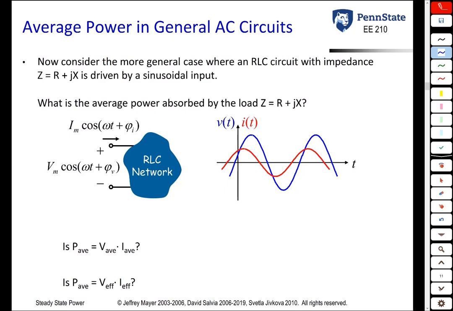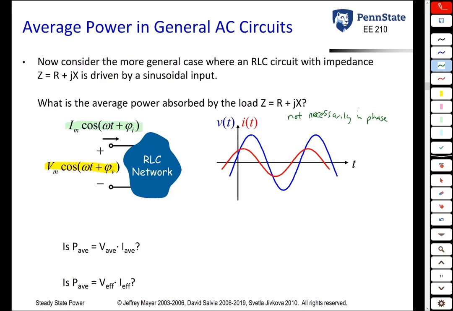Suppose you have an RLC circuit driven by a sinusoidal voltage signal, Vm cosine omega t plus phi sub v. The current is going to be some Im cosine omega t plus phi sub i. And in general, the current is not going to be in phase with the voltage. The question is, how is this going to affect the average power being generated or absorbed?